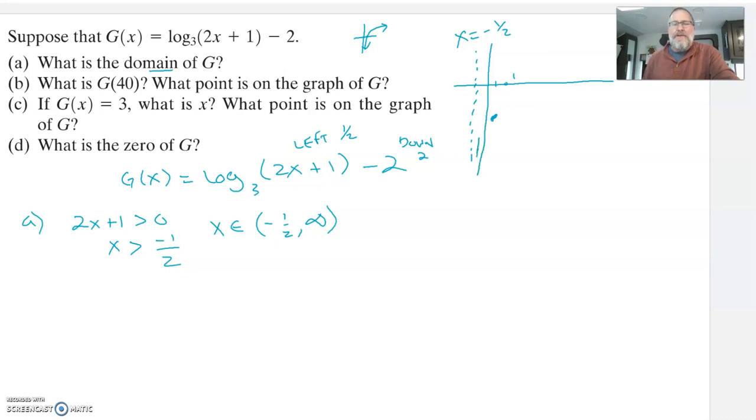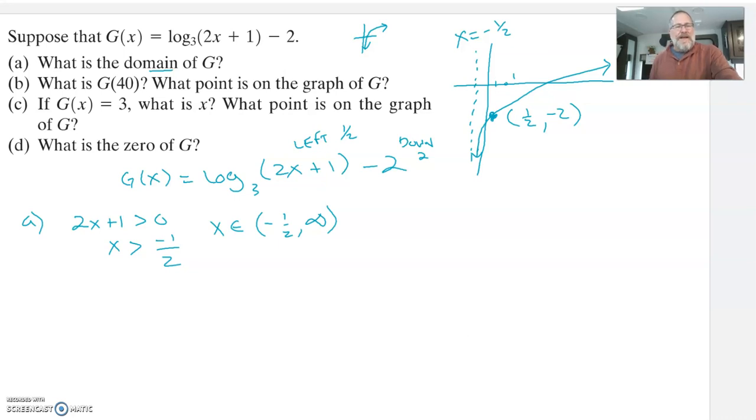So I'll just draw a quick little sketch. Looks like this somehow. There's my log graph. And there's that dot that I moved. It's now at 1/2. That's left 1/2 from 1. And down 2. So I got a key dot too.